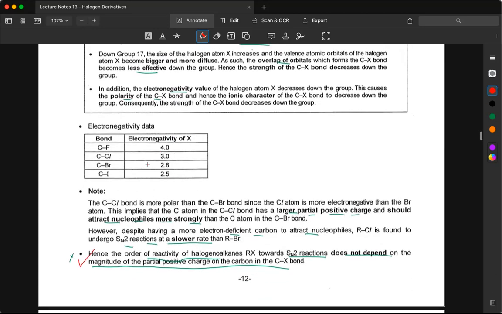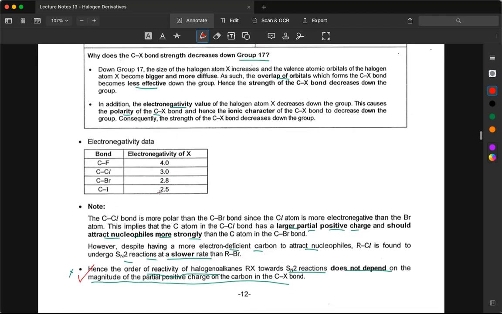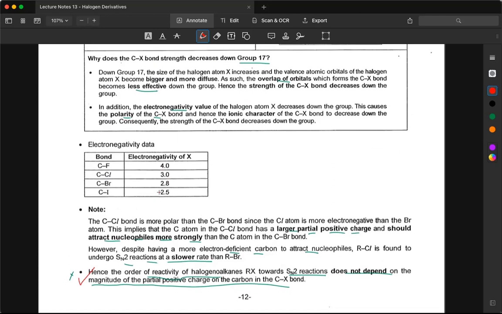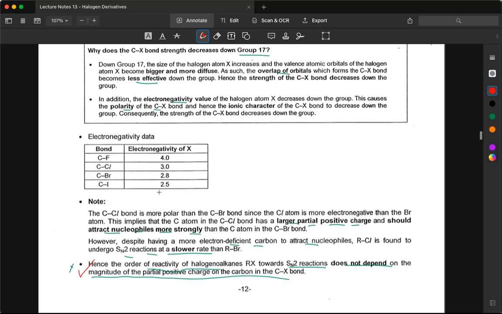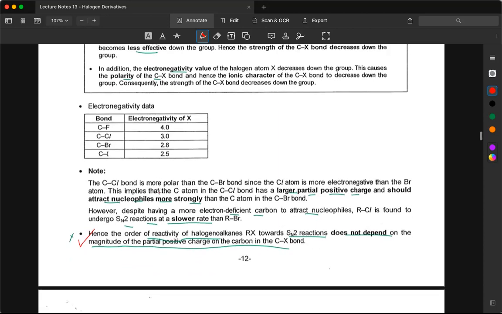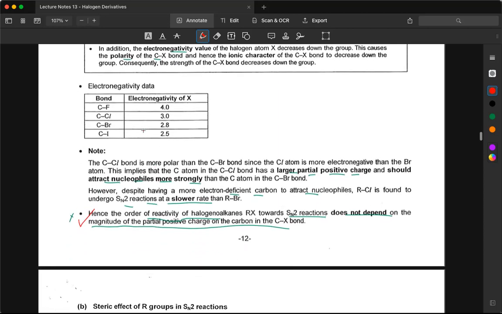And this is the electronegativity data. So we have both the increased size of the halogen atom leading to less effective overlapping of orbitals, as well as the decreased electronegativity of the halogen atom down the group, leading to decreased ionic character and decreased polarity. The C-Cl bond is more polar than C-Br because the Cl atom is more electronegative than Br.